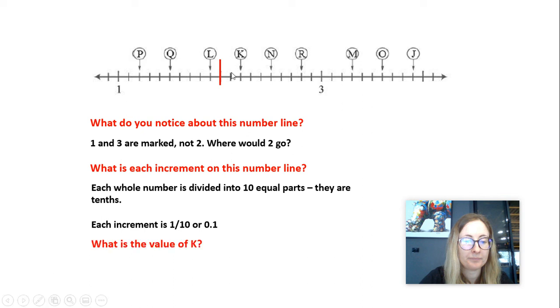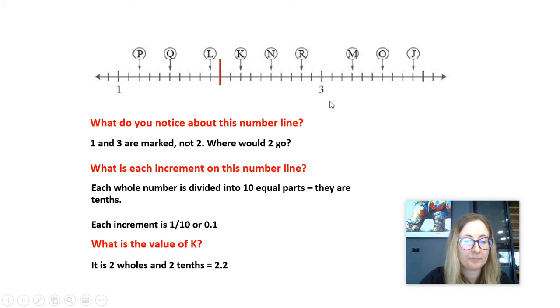So what is the value, for example, of K? You're asked to find the value of all of them, but for example, K. K is going to be how many wholes and how many tenths? Have a think. How would you write it as a decimal? If you're thinking it is 2.2, you are correct because there are 2 wholes and 2 tenths.